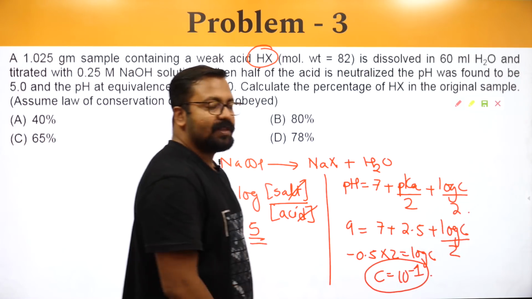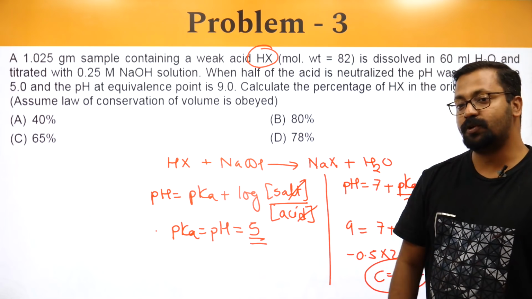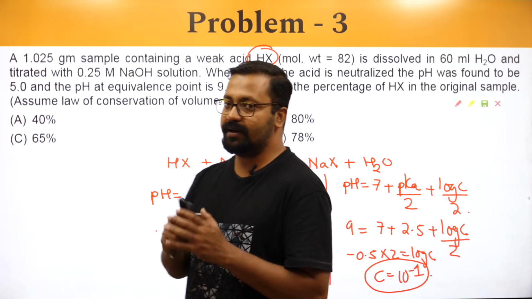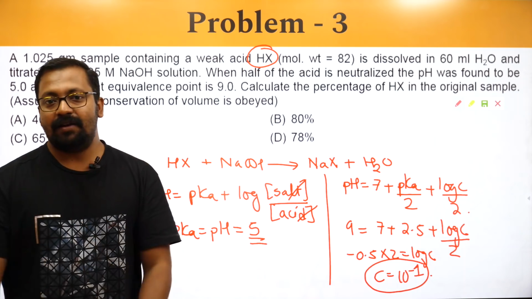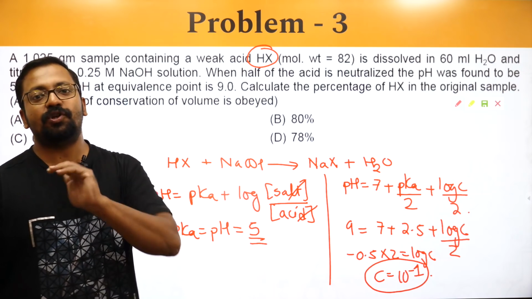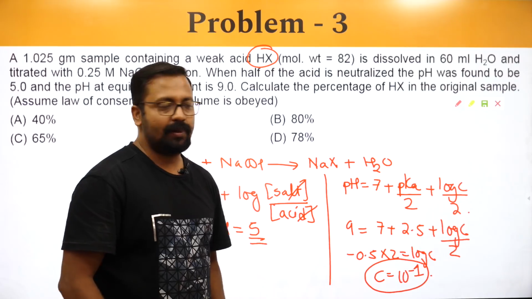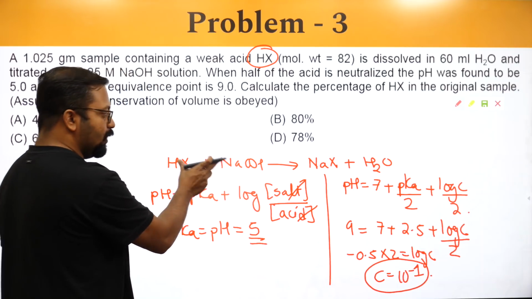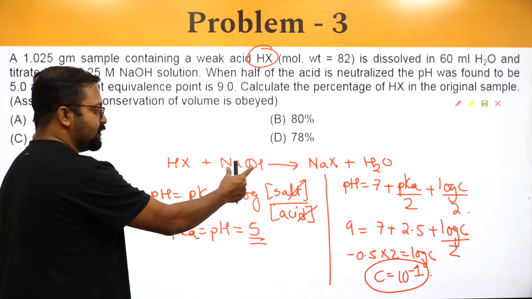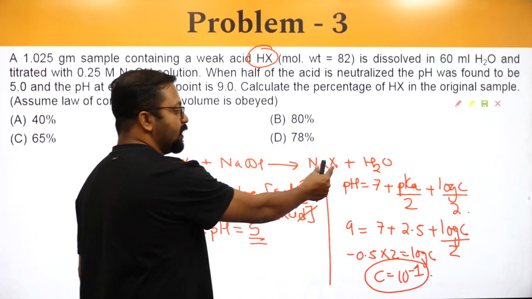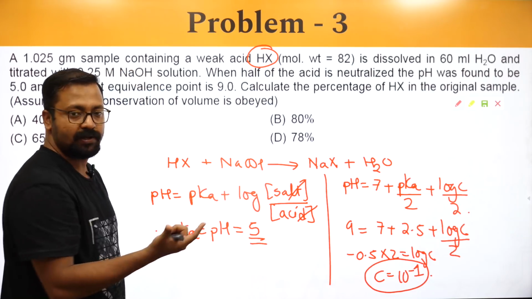Now tell me something, if the concentration of salt is 10 raised to minus 1, the concentration of acid, I mean the millimoles of acid should be 10 raised to minus 1. The millimoles of base should also be 10 raised to minus 1. तभी जाके equivalence point पे ये salt 10 raised to minus 1 बनेगा. अगर इन दोनों का amount equal होगा, then only this will be formed. ऐसा नहीं होता है कि this is 10 raised to minus 1, this is 10 raised to minus 1, this will become 2 into 10 raised to minus 1. So if this is 10 raised to minus 1, this has to be 10 raised to minus 1.